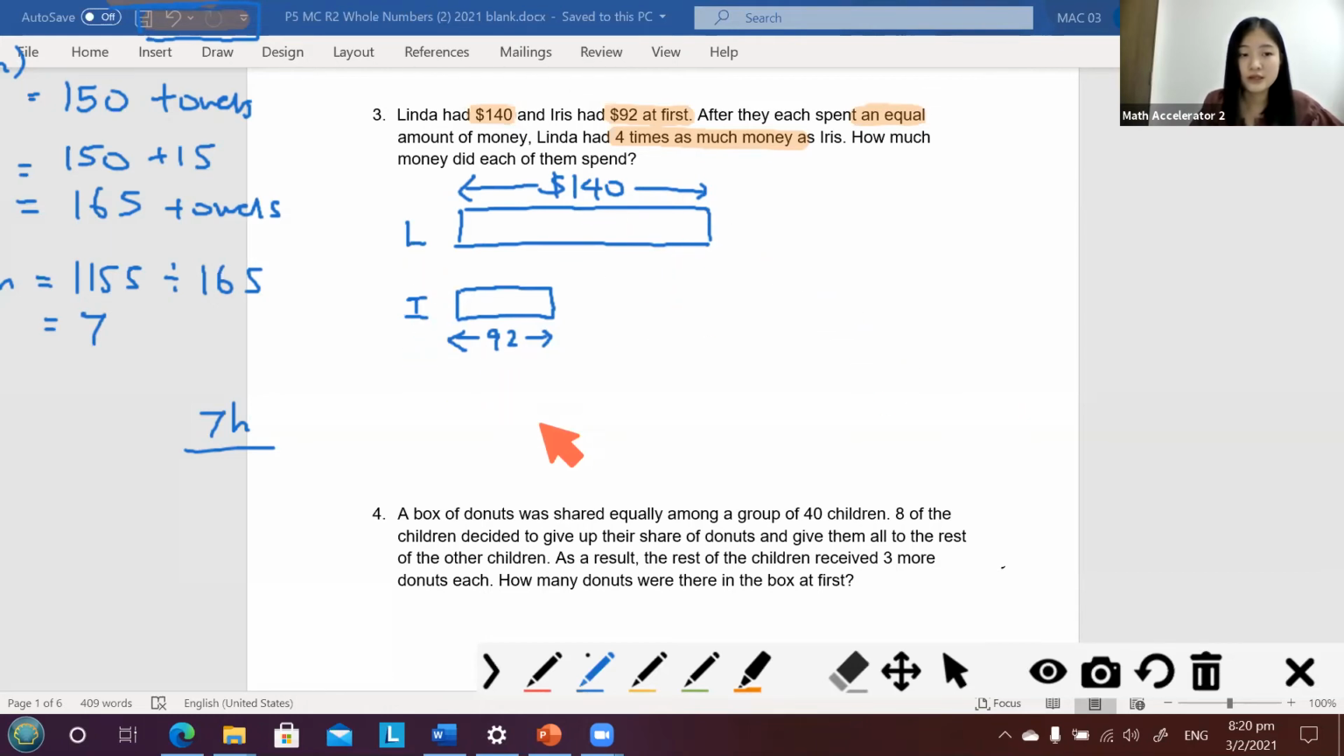So we have this model here. This is at first. After they each spend an equal amount of money, I need to cut out the amount of money that they spent. It's equal. So do I cut it here? Or do I cut it here? Red color or blue color, red color or green color? Which part do I cut? They spend equal amount of money. Some say red, some say green.